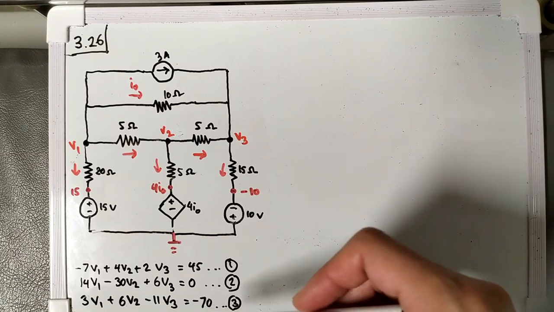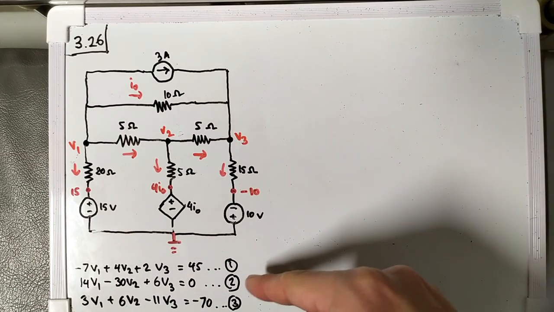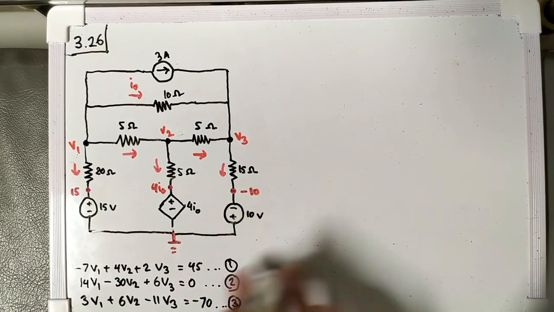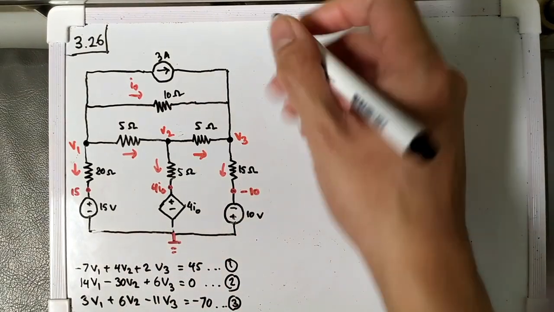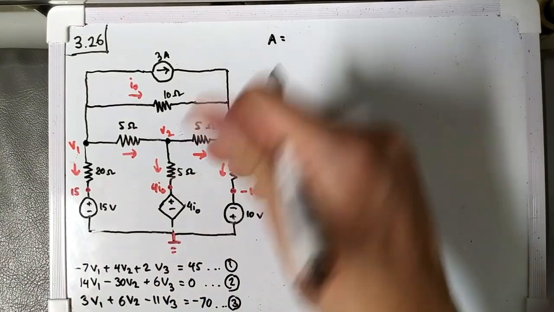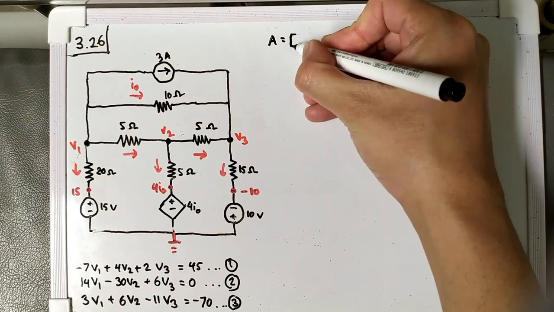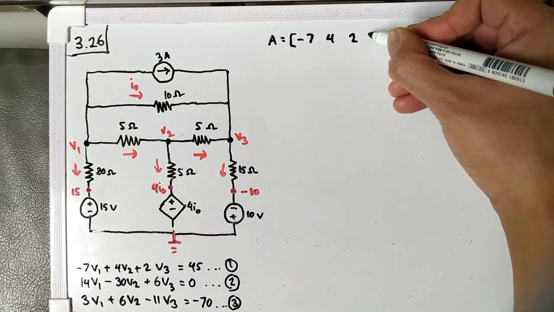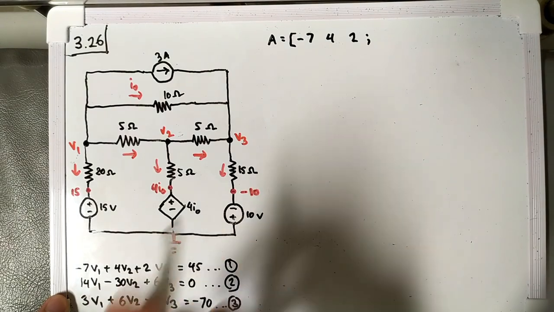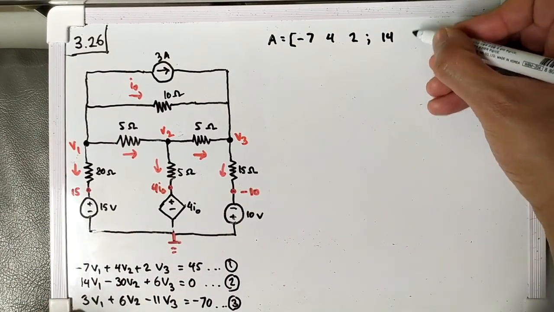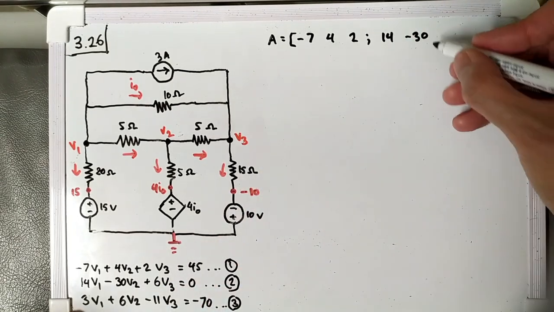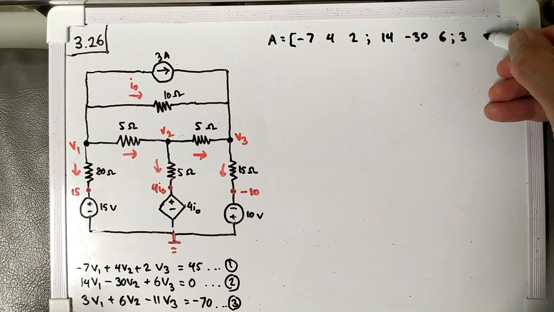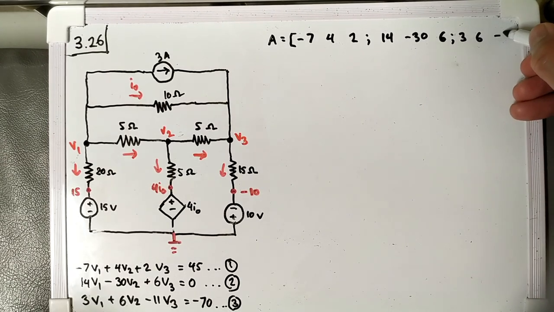So we can finish the problem by solving these three equations, but I don't want to do it manually, so I will use the help of MATLAB. And I will guide you how to do it in MATLAB. So first you have to write the matrix of these coefficients. So write the coefficient matrix here, minus 7, 4, 2, and then semicolon, and the second row, 14, minus 30, and then 6, and then for the third row we will have 3, 6, and minus 11.